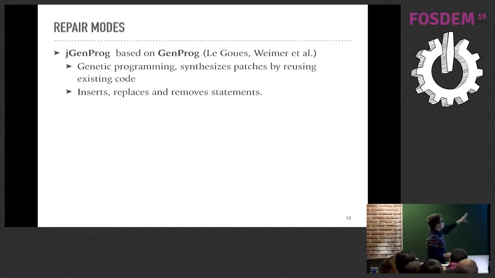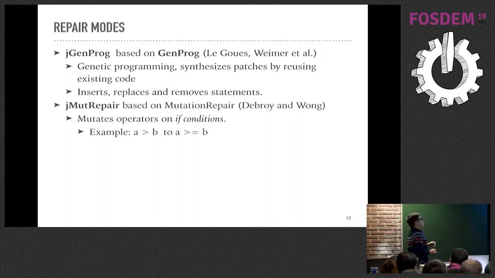So, which are the repair approaches that we have implemented? The first one is GenProg, which is one of the most cited papers in the field of automatic software repair. The idea is that GenProg creates patches by inserting, replacing, and removing statements. It works at the level of statements.